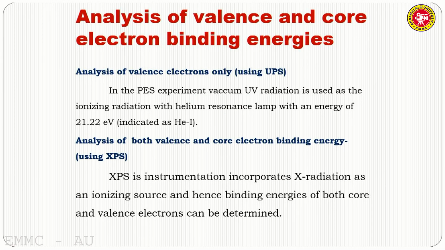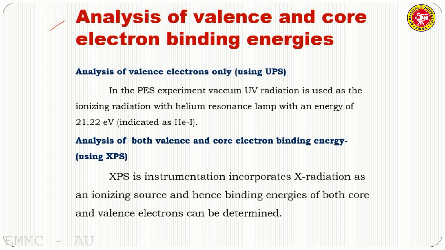Next, analysis of valence and core binding energy. First, analysis of valence electrons only by using ultraviolet photoelectron spectroscopy, otherwise simply called UPS. In the PS experiment, vacuum UV radiation is used as the ionizing radiation with a helium resonance lamp with an energy of 21.22 electron volts, indicated as helium singly ionized radiation.